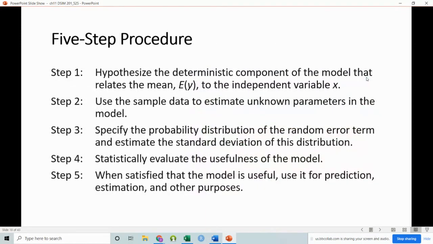So we will use a 5-step process for simple linear regression. First, we will hypothesize the deterministic component of the model that relates the mean or expectation of y to the independent variable x. Then we use the sample data to estimate the unknown parameters in the model. We specify the probability distribution of the random error term and estimate the standard deviation of the distribution. Statistically, we evaluate the usefulness of the model, and then when satisfied with that model, we use it for estimation or some other purpose.